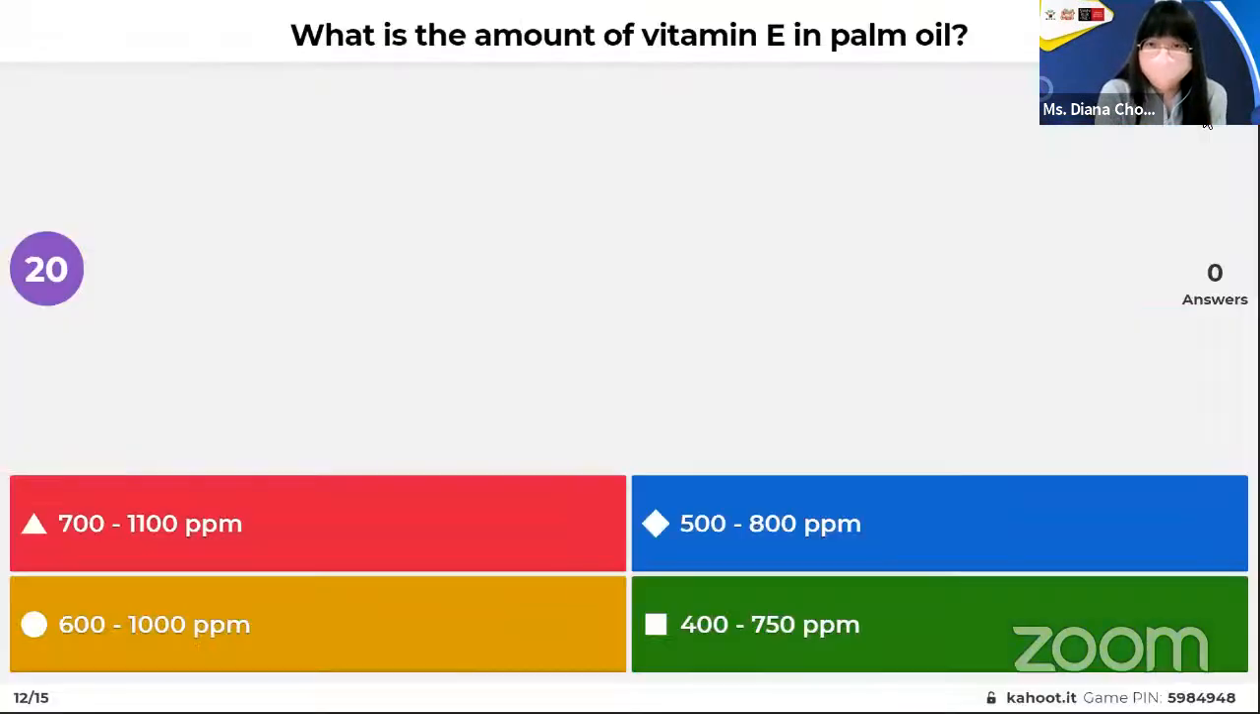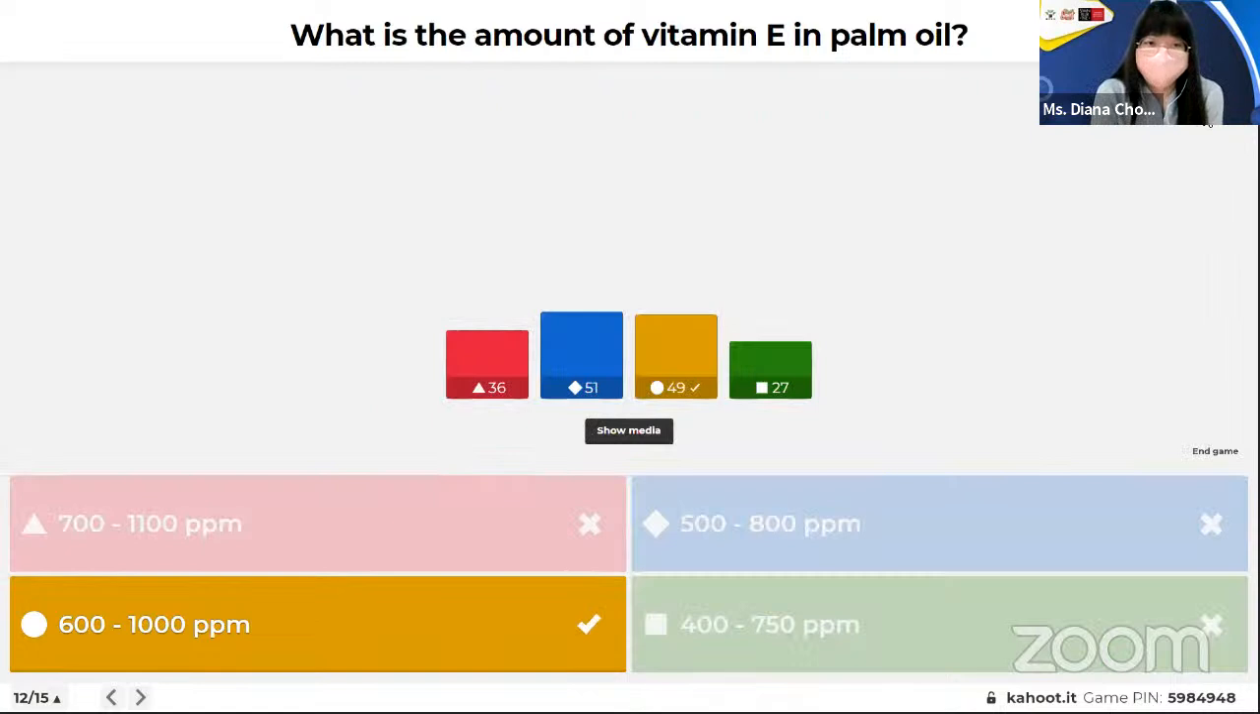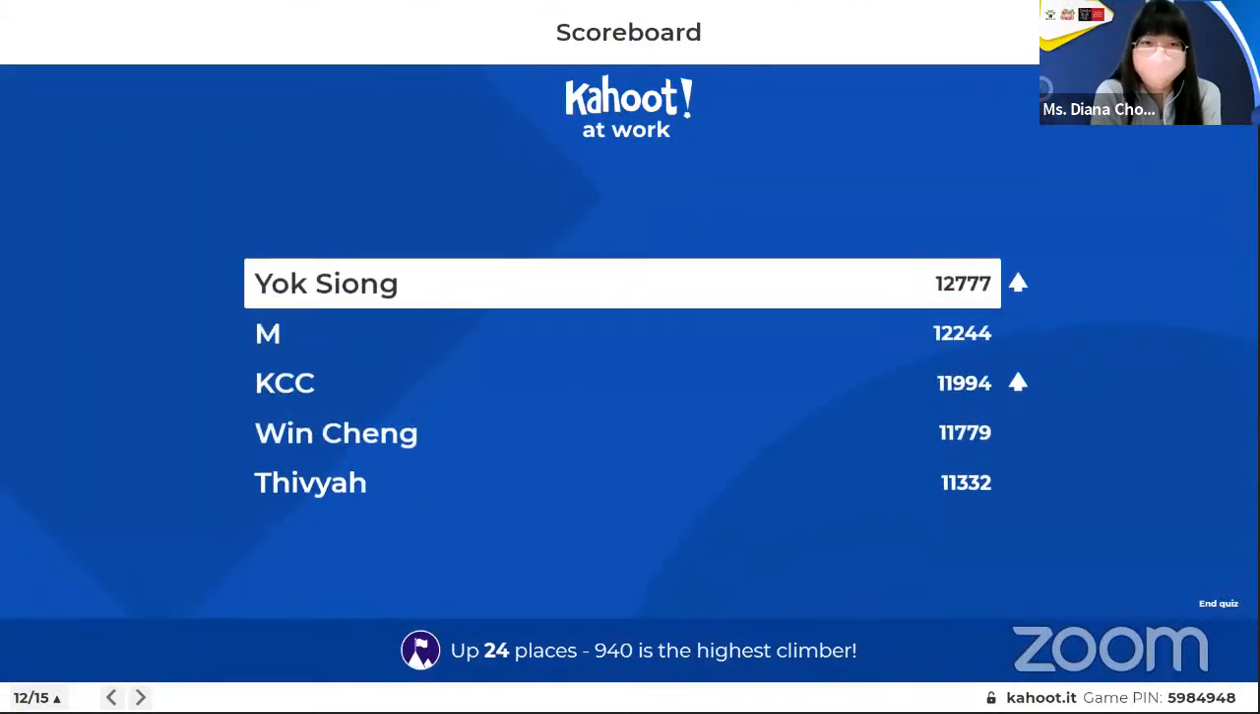What is the amount of vitamin E in palm oil? 700 to 1100 ppm, 500 to 800 ppm, 600 to 1000 ppm, or 400 to 750 ppm? You've got 5 seconds left to answer. So the correct answer is 600 to 1000 ppm, and only 49 participants got this correct, but it's okay. Next, to see who's in the lead. So Yeoxiong has climbed up to first position, followed by M, KCC, Wincheng, and Divya. One interesting one is that somebody actually climbed up 24 places. Next question.